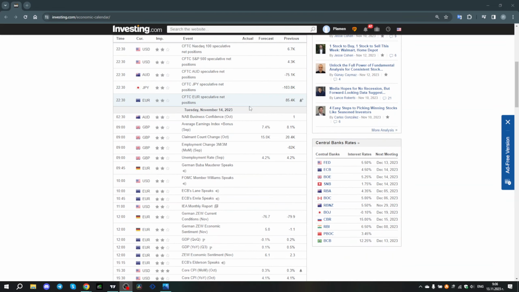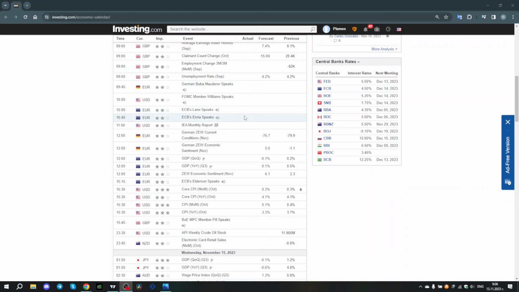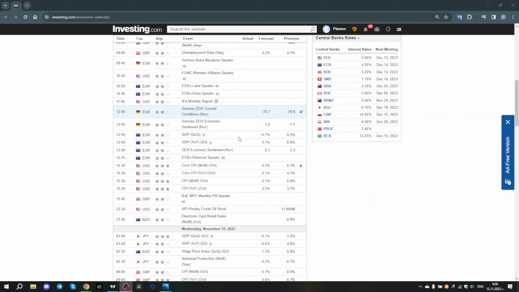On Tuesday, we have some important news, like the unemployment rate for Great Britain, also the climate change count. So probably these movements may have some impact on the markets with the British pound. And later on Tuesday, we have the core CPI for the United States. As you can see, there is not much difference that they're expecting. And this is the more important news for Tuesday.